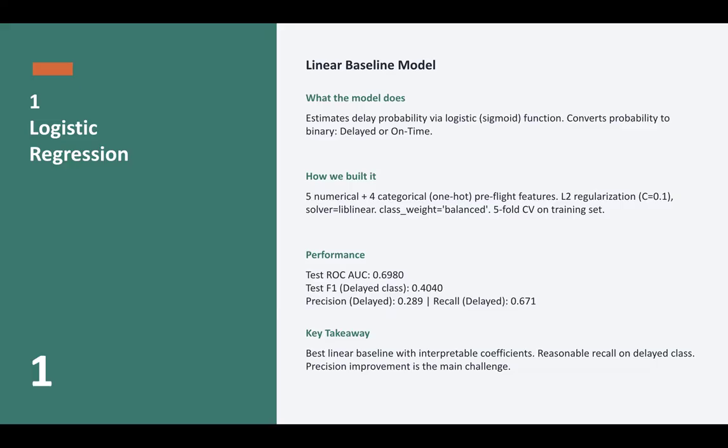The model achieved a test ROC AUC of 0.698 and an F1 score of 0.404 for the delayed class. Its recall on delayed flights was reasonably strong at 0.671, meaning it correctly flagged about two-thirds of actual delays. However, precision came in at only 0.289, so there is a meaningful false positive rate. The main value of this model is its interpretability and its role as a performance floor for comparison.